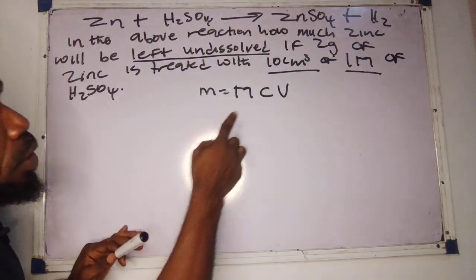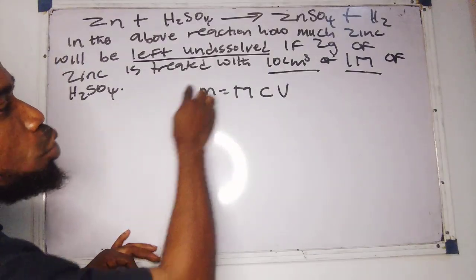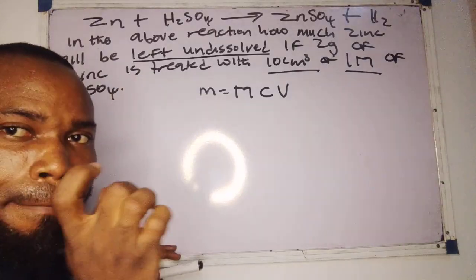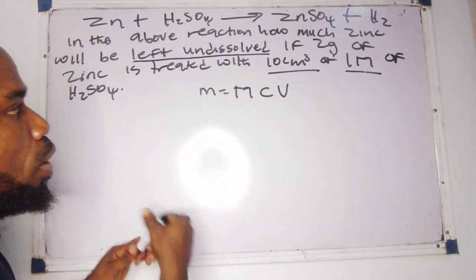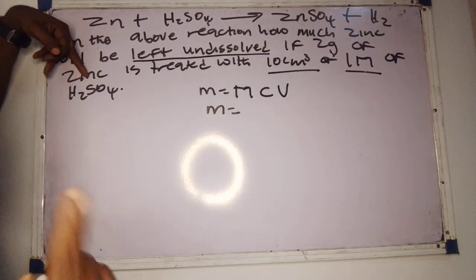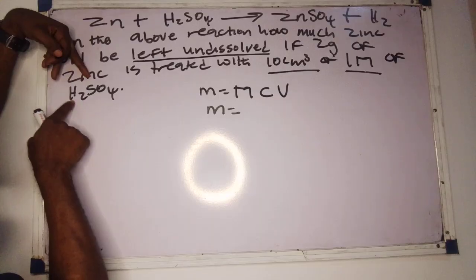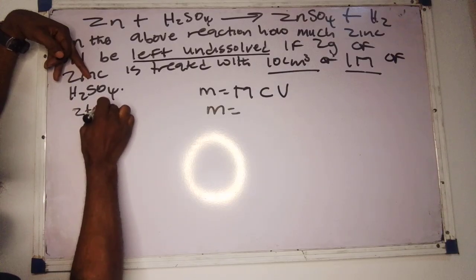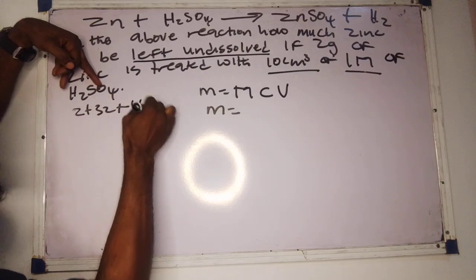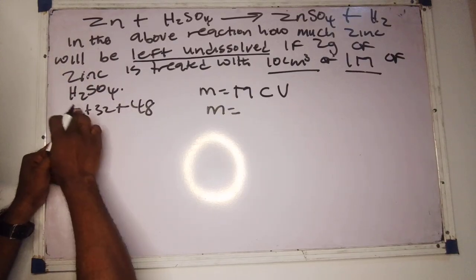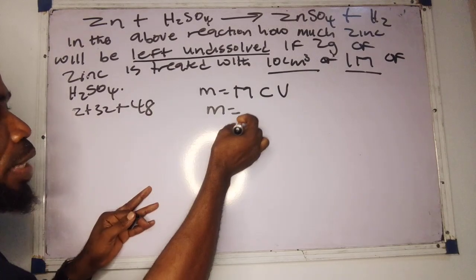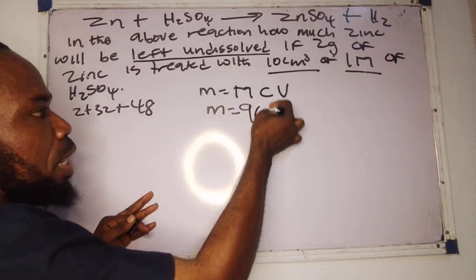Now quickly, see what I do. Why am I using this? I want to get the mass of the H2SO4, then I can do my mass relationship. Mass is equal to the molar mass of H2SO4. I have to find it out. Hydrogen is 1 times 2, that is 2, plus 32, plus oxygen is 16 times 4, that gives 64. So 2 plus 32 plus 64 gives 98.